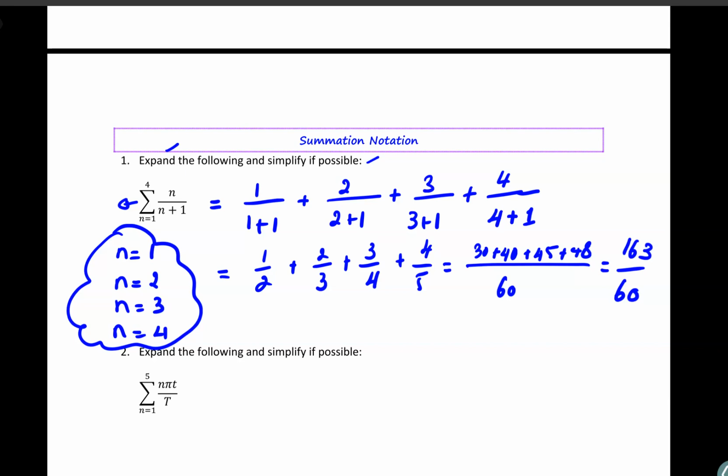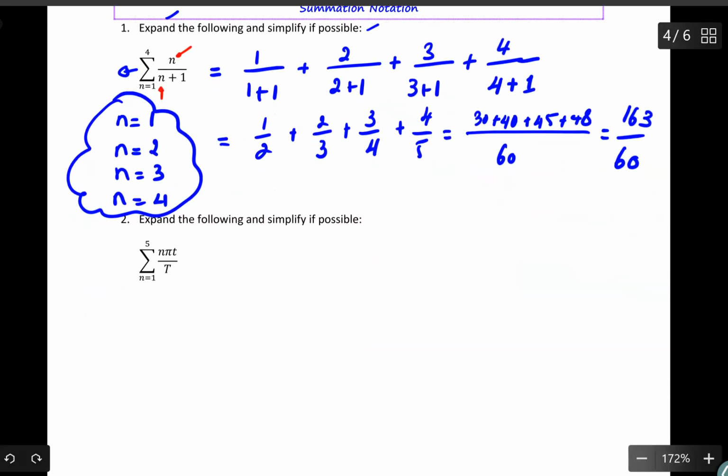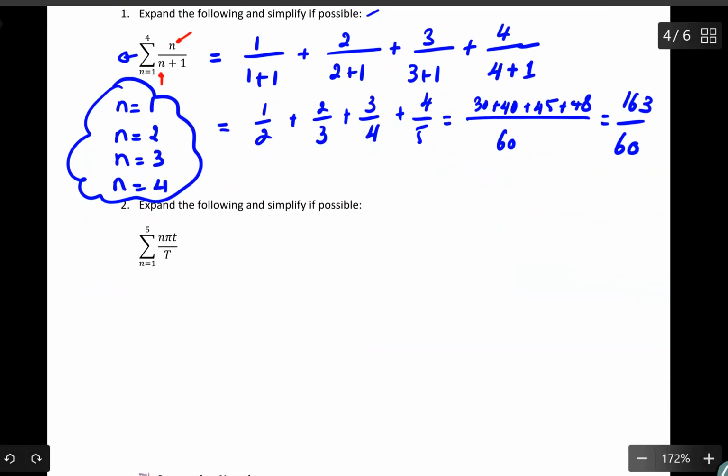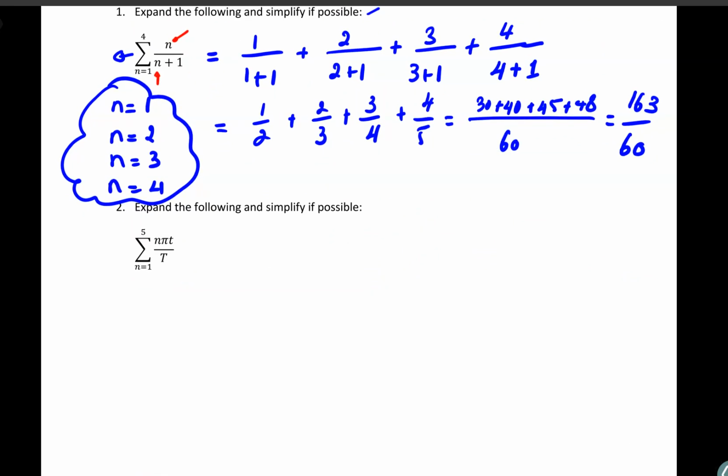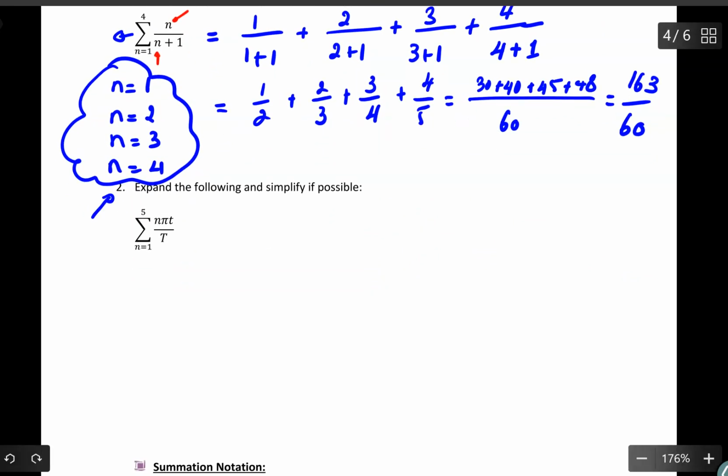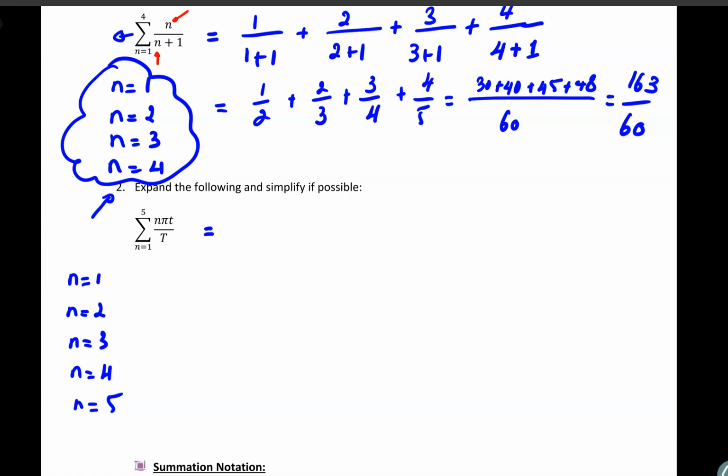And since n is given in the formula, all you have to do is substitute the value for n and expand into 4 terms and calculate the result. Okay, so let's start with the next summation. In this summation, n is an integer, so n will be 1, 2, 3, 4, and 5. So all you do is just expand this with 5 terms.